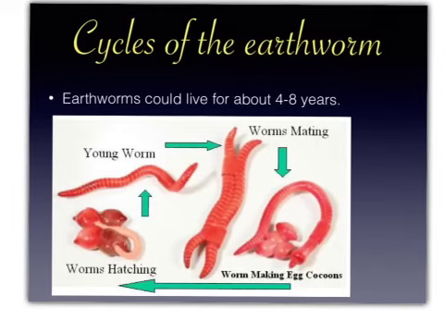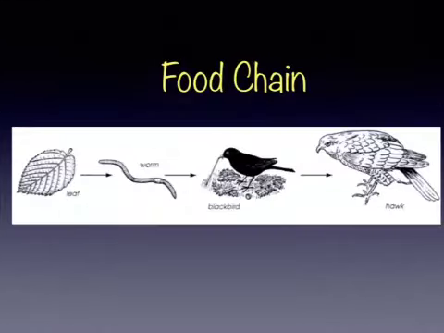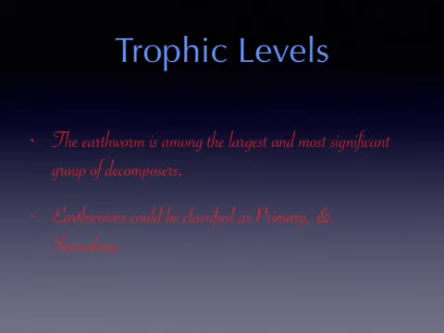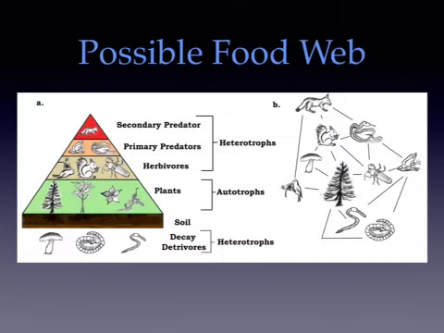Life cycle of the earthworm. Earthworms could live for about 4 to 8 years. Food chain, trophic levels. The earthworm is among the largest and most significant group of decomposers. Earthworms could be classified as primary and secondary consumers. Possible food web.